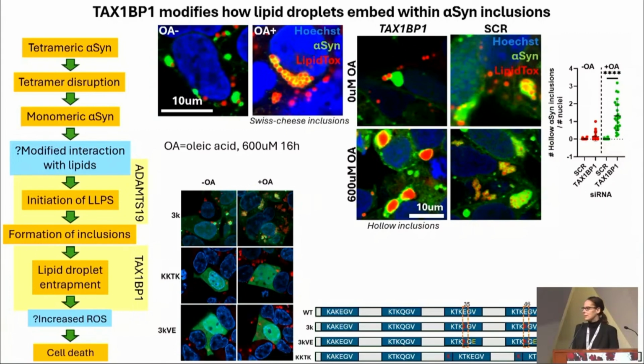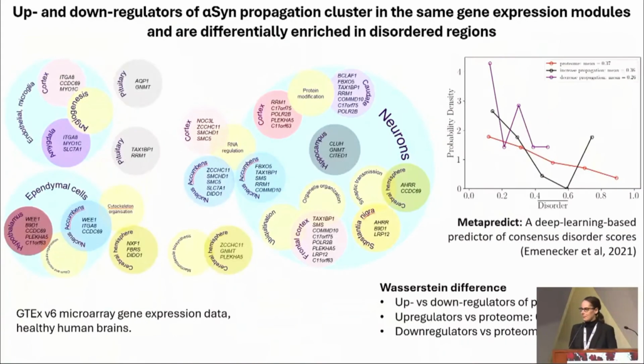We also have some preliminary data showing that knockdown of TAX1BP1 results in increased reactive oxygen species in the cytoplasm. And this could be the mechanism resulting in cell death in this system. I'm not showing this data yet because it's not finalized quite yet. So now, how does all this fit into the genetic basis of Parkinson's disease?